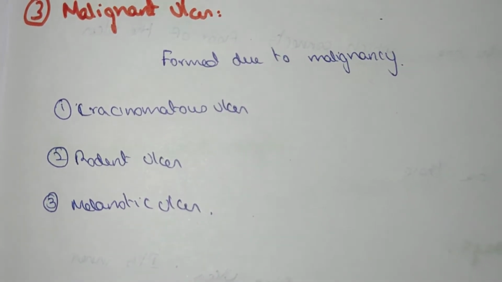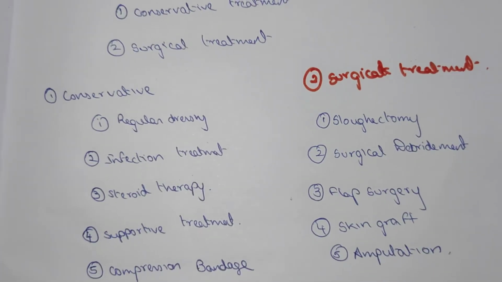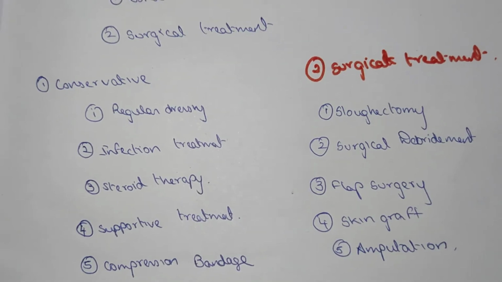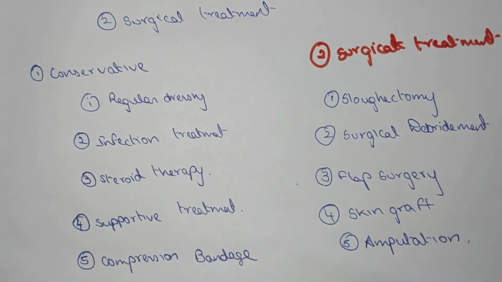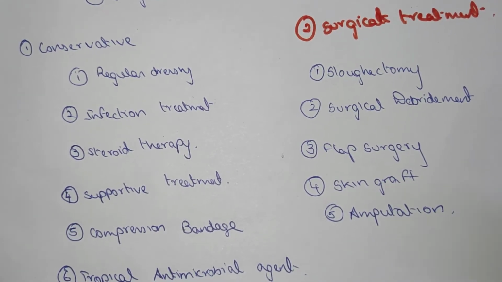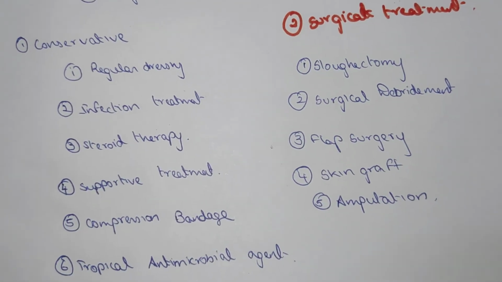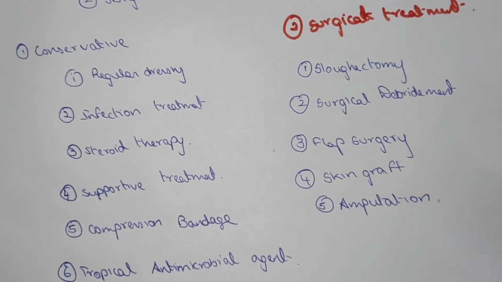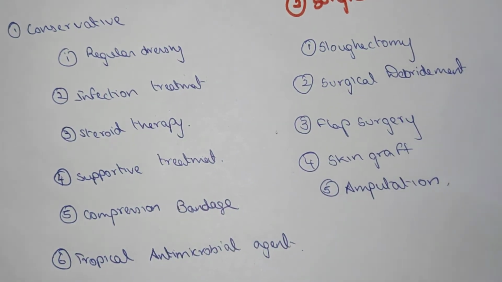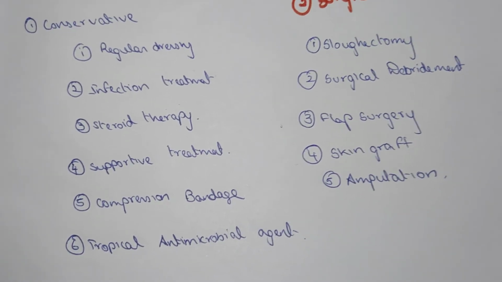Now we will see about the treatment of these ulcers. The treatment is divided into 2 types, conservative treatment as well as surgical treatment. The conservative treatment is regular dressing. The dressing should be done regularly. Infection treatment. First, we should treat the infection and reduce the etiology. We should know the cause and cure that, and then cure this ulcer. Steroid therapy is given. Supportive treatment. When the patient is hypertensive or diabetic, first we should give that treatment, and the supportive treatment should be given.